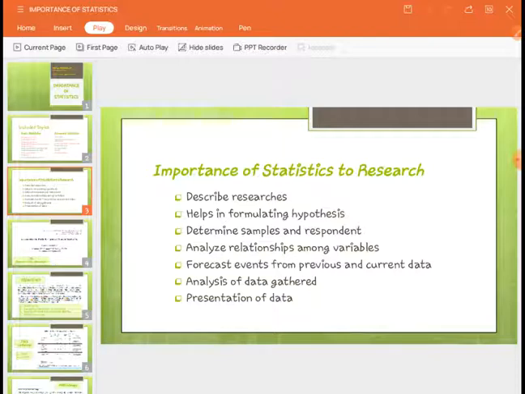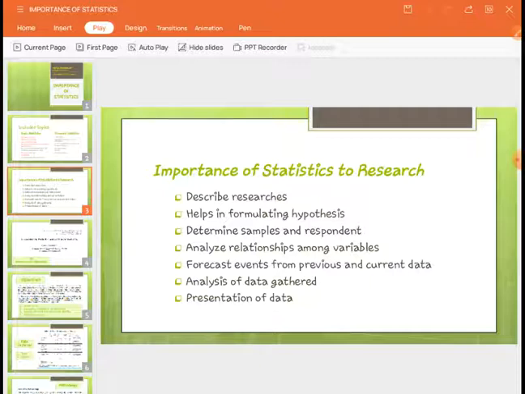The importance of statistics to research are, first, it describes research. So dahil sa statistics, na-describe natin yung research. Kung halimbawa, that is descriptive, inferential, experimental research, ganon. So it helps in formulating hypothesis also. Di ba kapag nagkakaroon tayo ng research, una tayo nag-iisip ng hypothesis or guess, di ba? And then it helps us to formulate that.